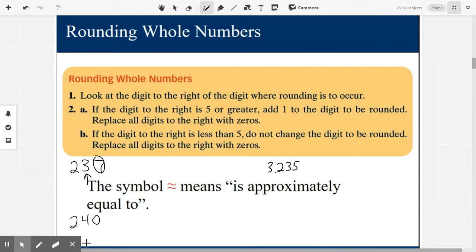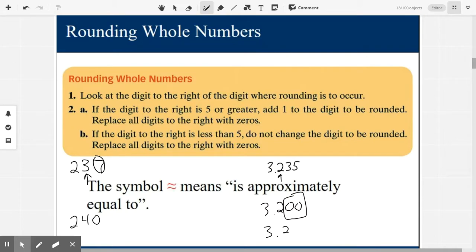Same thing if it were a decimal, such as 3.235. If I'm rounding to the tenths place, that 2, I'll look to the number next to it. It is less than 5. So the number I'm rounding actually stays the same. And then everything after that turns to a 0. Now, when we are writing a decimal, these right here are called trailing zeros. And we don't have to put trailing zeros on a number that is a decimal. So we would probably put 3.2.